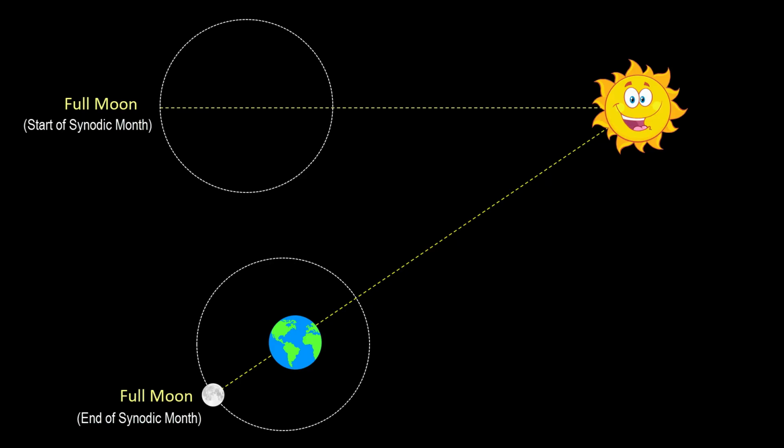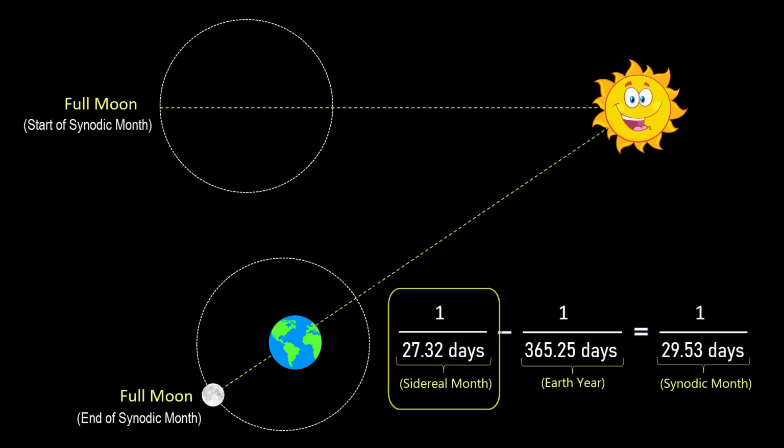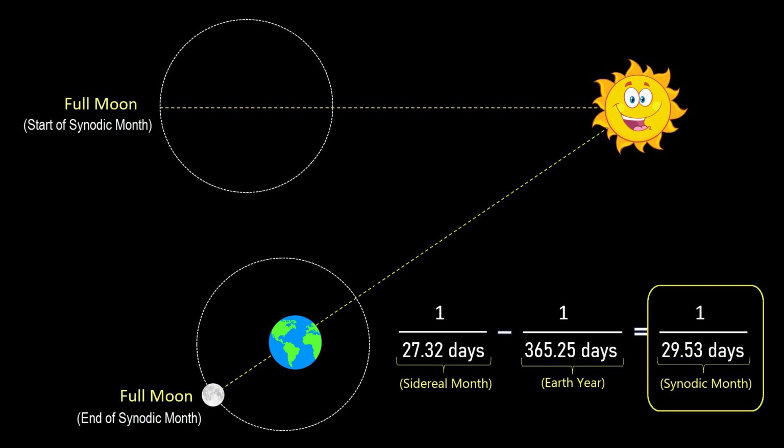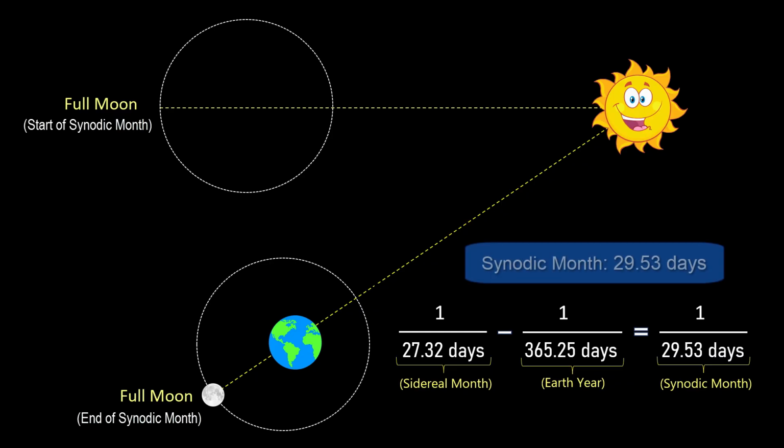To calculate the duration of the synodic month, we will use the following formula. This represents how many orbits the moon completes per day, using the fixed stars as a reference. This represents how many orbits the Earth completes around the Sun per day. Subtracting these orbital frequencies gives the frequency of the synodic month. By taking the inverse of this value, we find that the synodic month lasts about 29.53 days.